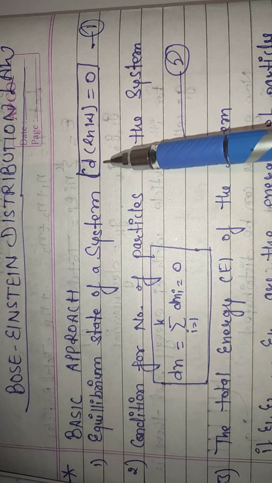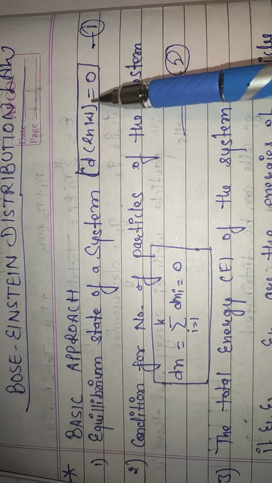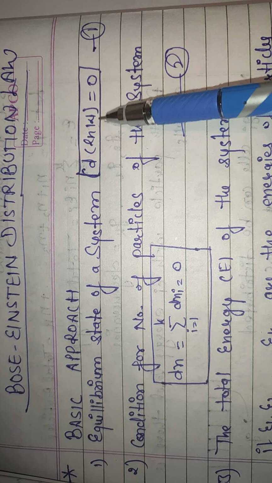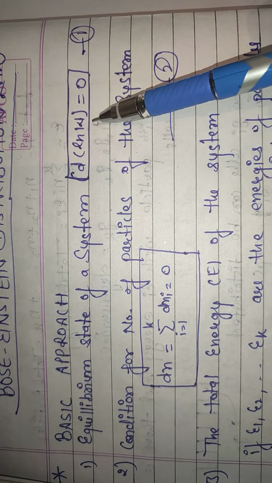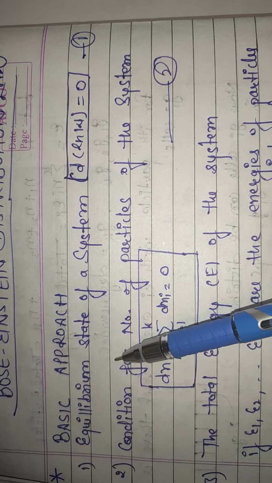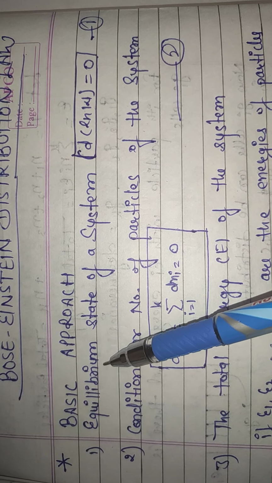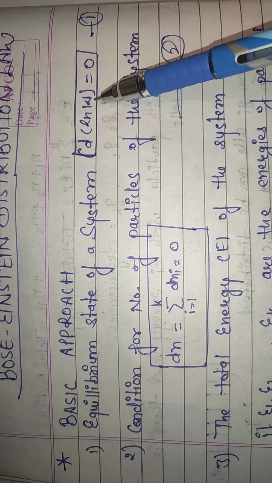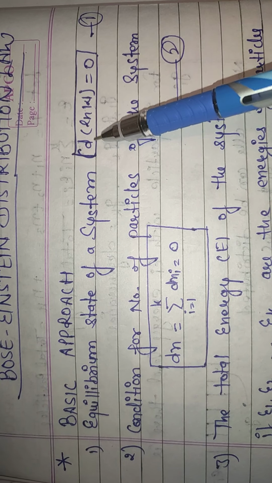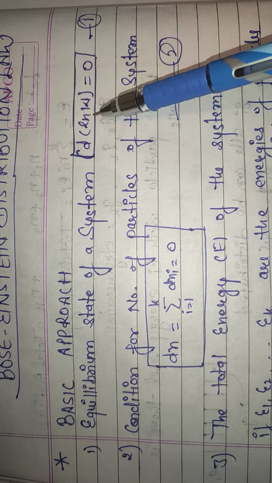That is, the mathematical condition is the derivative of logarithm W equals 0, where W denotes the thermodynamical probability of the system. The equilibrium state means the state which corresponds to the maximum thermodynamical probability. That is, the value of W gets maximized. Hence, the derivative of W is equal to 0. So we take the logarithm of W.